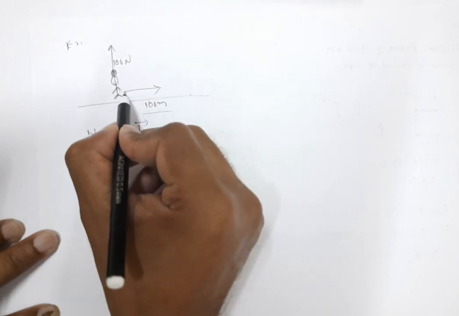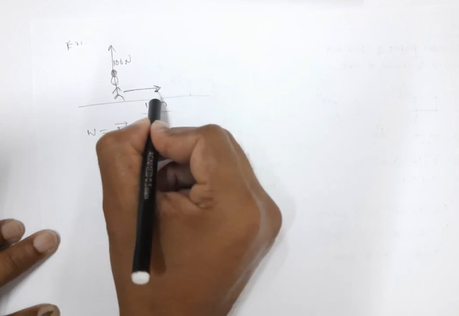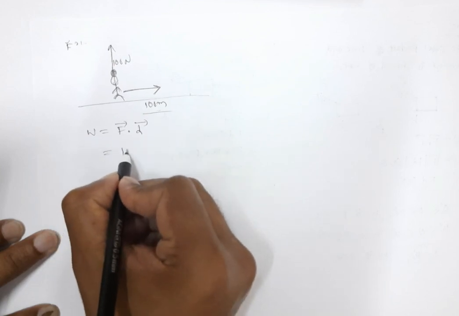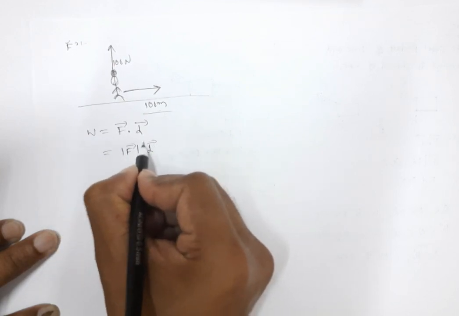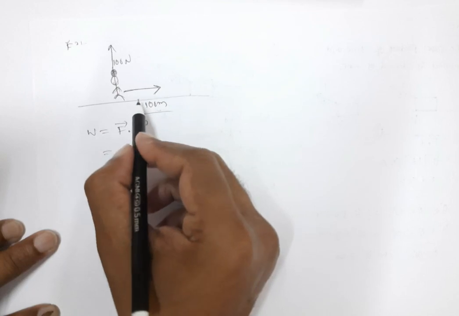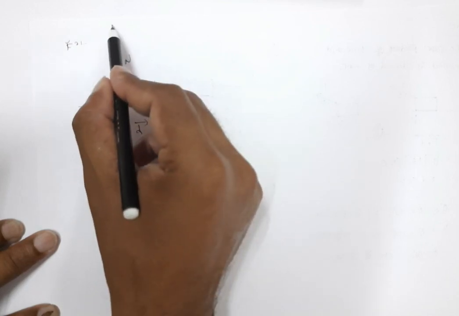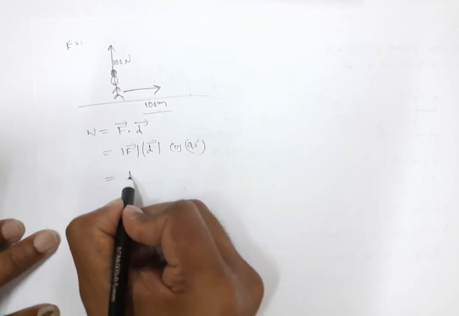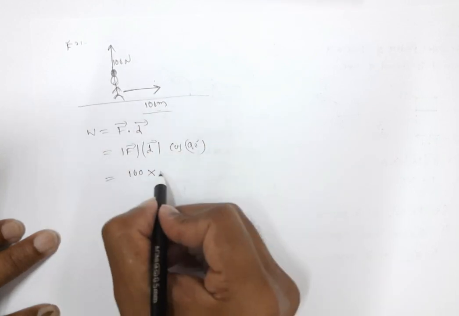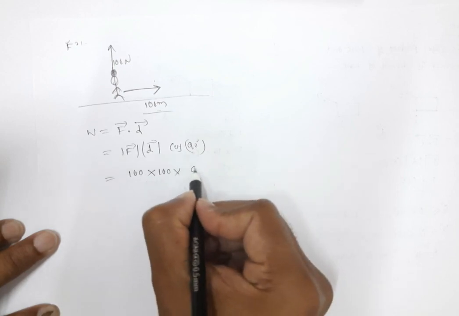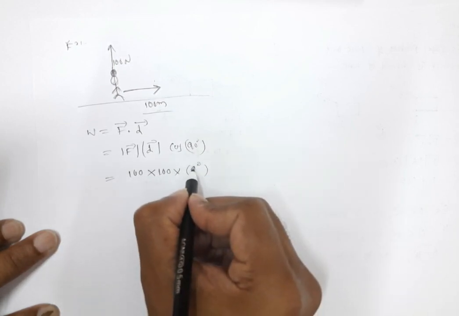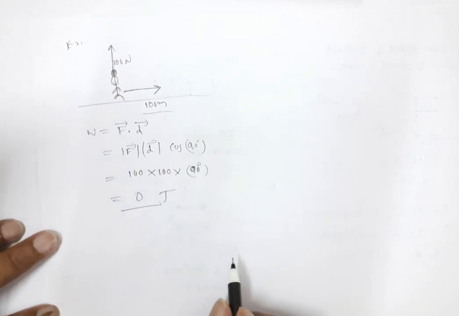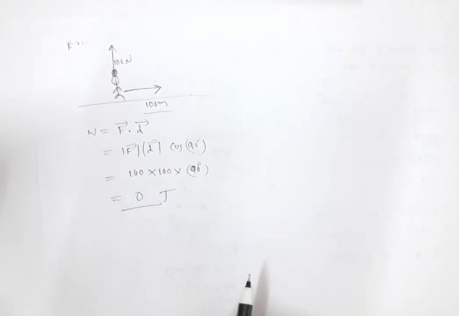But what is the direction of displacement? You are taking the object in this direction, but you apply force in the upward direction. So the magnitude of force into the magnitude of displacement into cos of the angle between the two vectors, force and displacement. Force is in the upward direction and displacement is in the horizontal direction. So cos 90 degrees. Force is 100 newtons, and you are walking 100 meters in the horizontal direction, but cos 90 is how much? Sorry, 90 degrees. So cos 90 is 0. So in this case, the work done by you is 0 according to physics. Hope you understand this one.